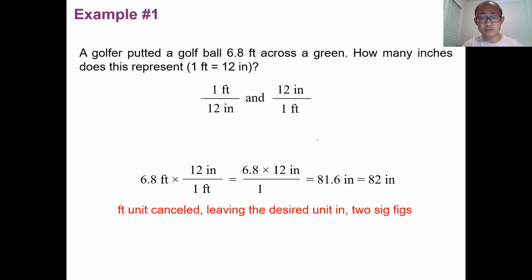1 foot is 12 inches. So I create two conversion factors: 1 foot over 12 inches, and 12 inches over 1 foot. Those are our two conversion factors. Remember, they always come in pairs.